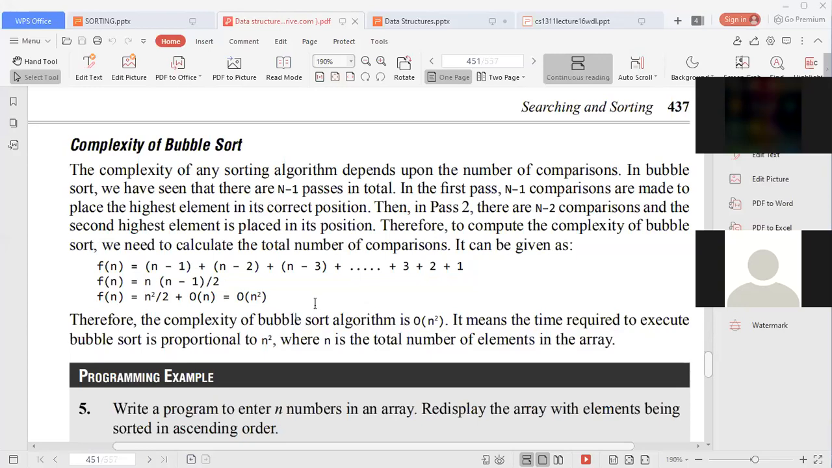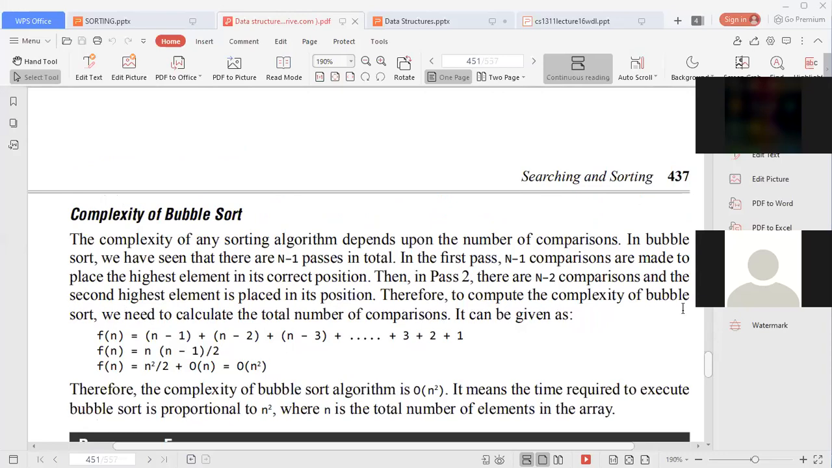Are no more comparisons required for this or not? Next, who is that? Hello, sir. Have you understood? Yes, sir.